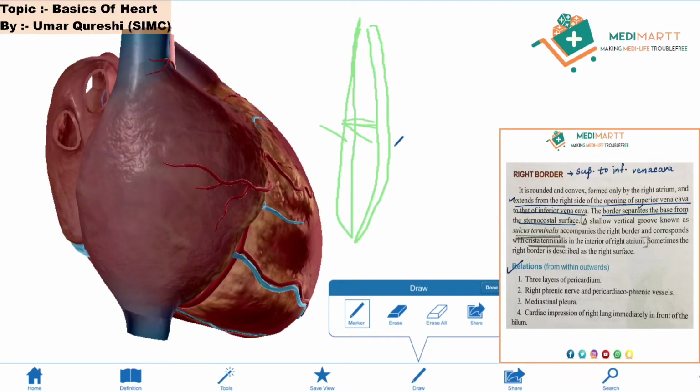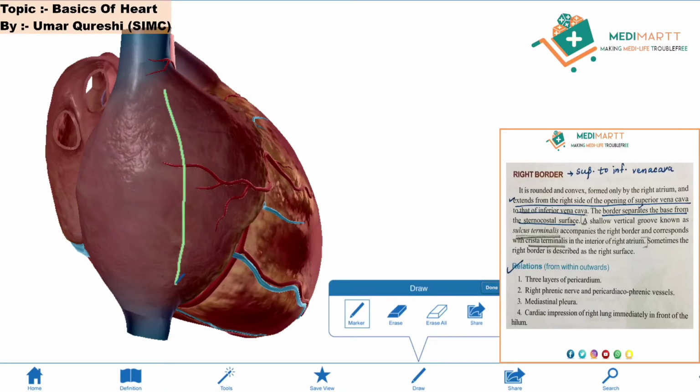Sometimes the right border is described as the right surface. Sometimes the right border is also called the right surface. This is not a very important point.